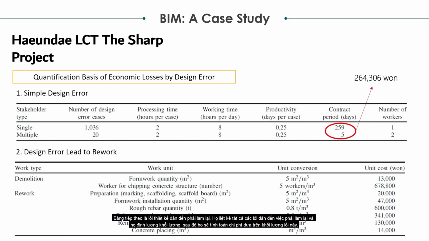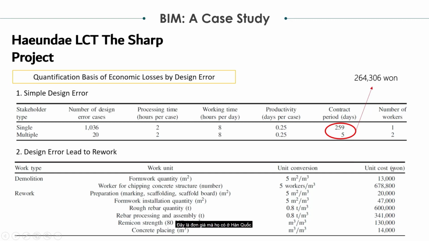The next table is the design error that leads to rework. So they list all of the errors that lead to rework, and they quantify the volume. And after that, they will calculate the cost based on the volume of the error. This is the unit cost that they have in Korea.